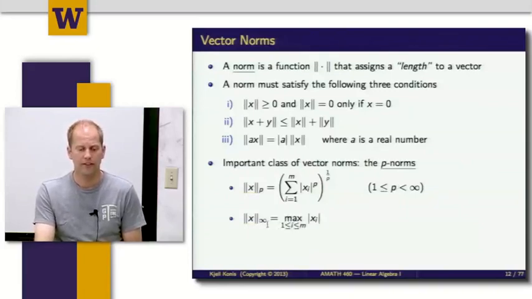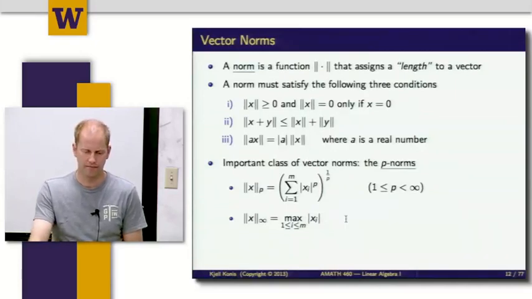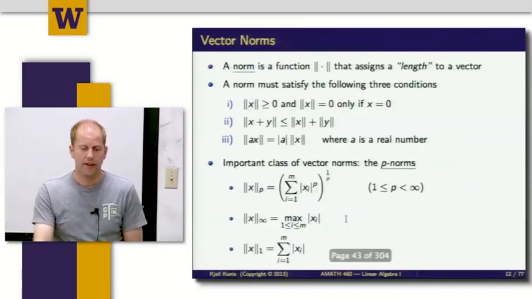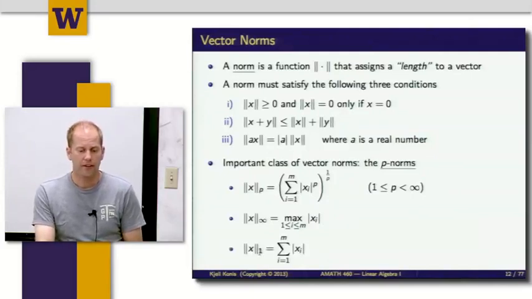You can also define something called the infinity norm, where if you take the limit of this as p goes to infinity, what it ends up giving you is just the maximum of the elements of the vector. And then there's also something called the 1 norm, which is just going to be the sum of the absolute values of the elements of the vector.